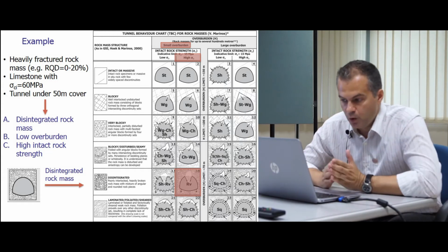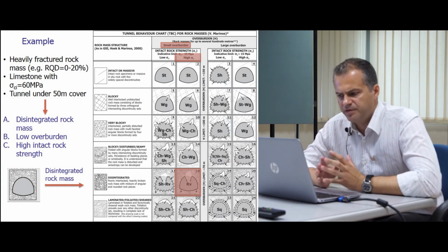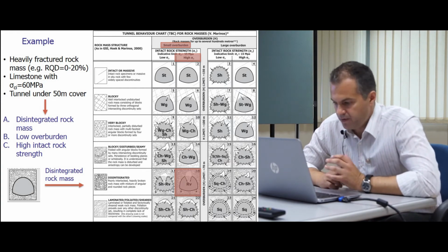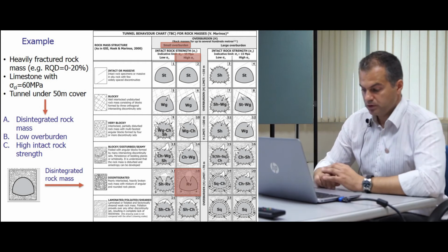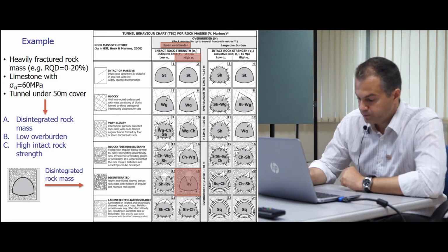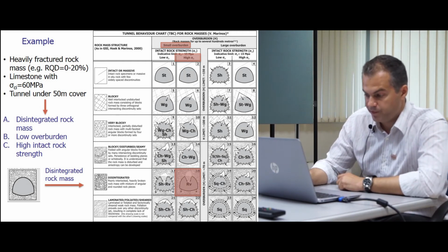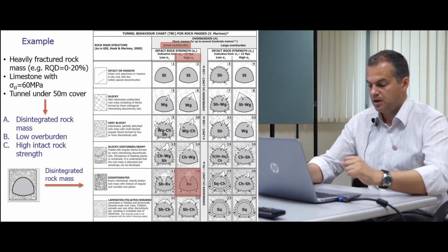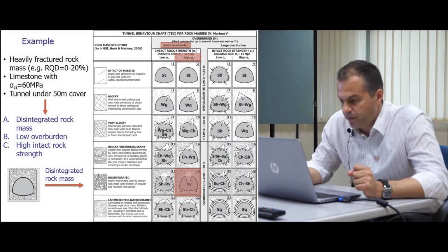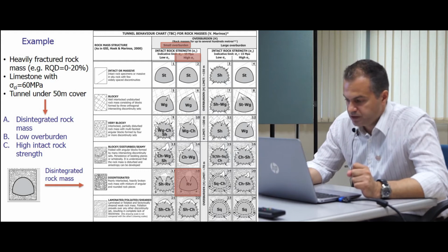So we have a low sigma CI and a high sigma CI. This low and high may be around 50 to 20. Of course, this is, again, experience from these 62 tunnels in this very wide range of situations.